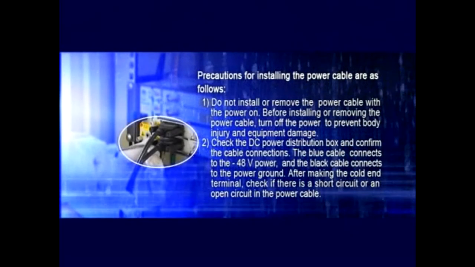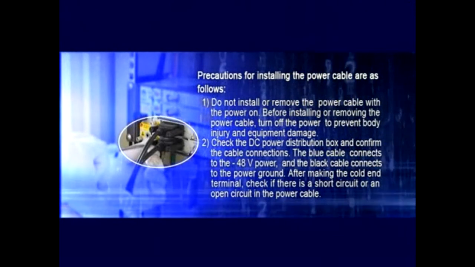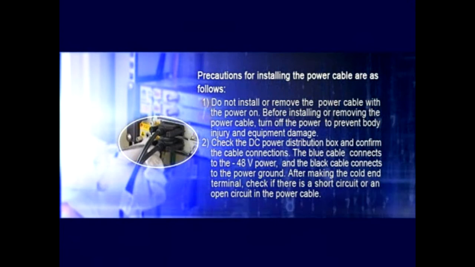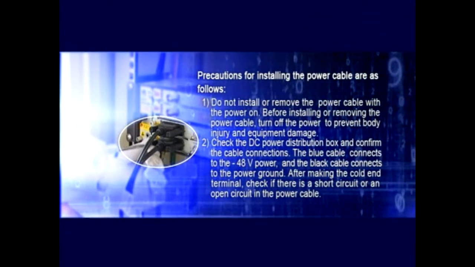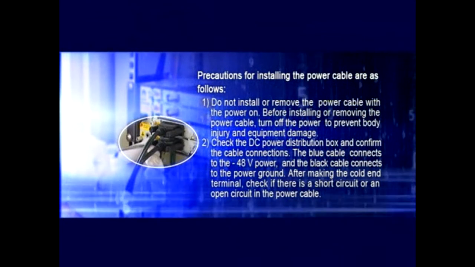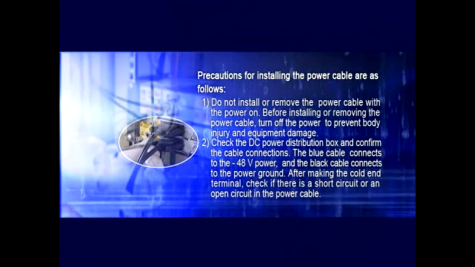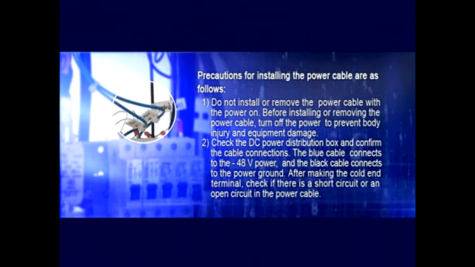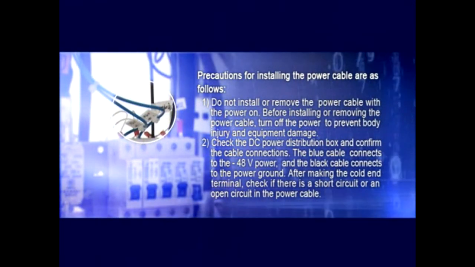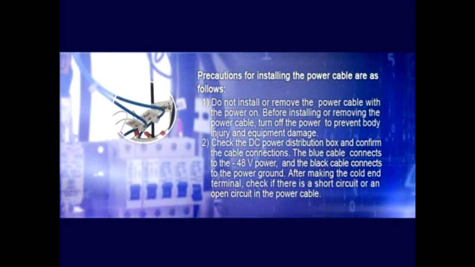Precautions for installing the power cable are as follows. 1. Do not install or remove the power cable with the power on. Before installing or removing the power cable, turn off the power to prevent body injury or equipment damage. 2. Check the DC power distribution box and confirm the cable connections. The blue cable connects to the -48 V power.